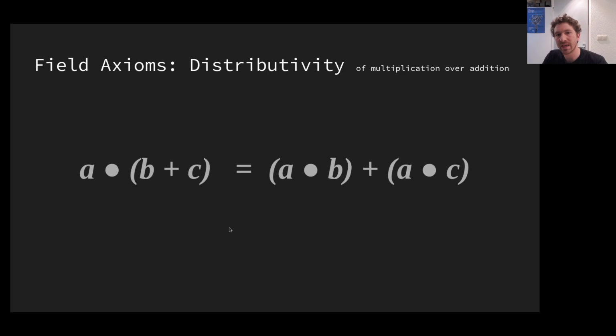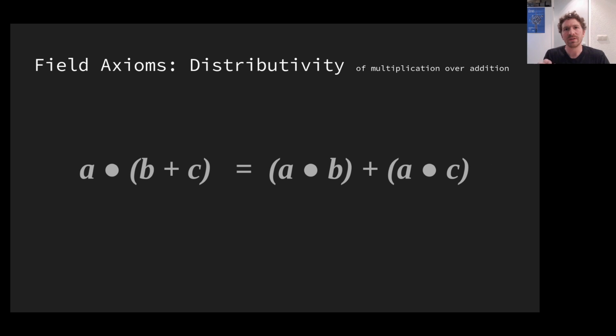And finally, we get distributivity of multiplication over addition. What this means is that we can basically do algebra on it. We can take an expression in this form, a multiplied by (b plus c), and we can transform that into a different expression, which is a multiplied by b plus a multiplied by c. So we can do normal algebra rules.